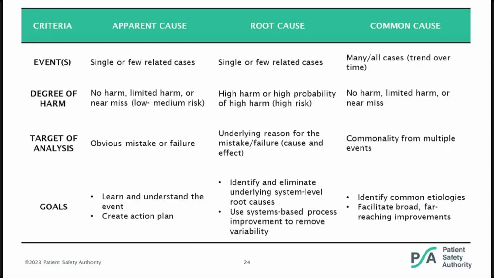So looking at the three types, don't get into the weeds about what type of analysis we're going to do. We can't always do a full-blown root cause analysis. We're looking at an apparent cause versus root cause versus common cause. With apparent and common cause, we're only looking at maybe a few cases or trending over time, whereas with root cause, we're looking at higher harm types for the risk matrix that Kelly spoke of a little earlier.